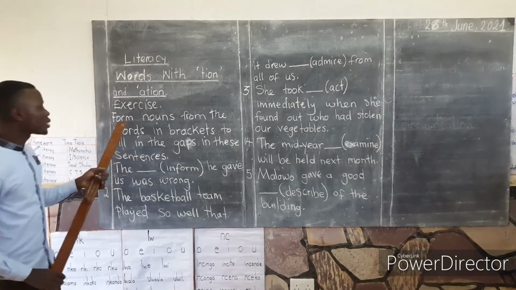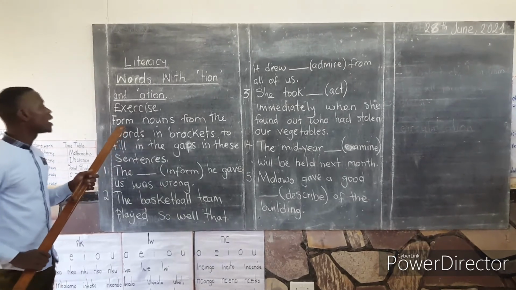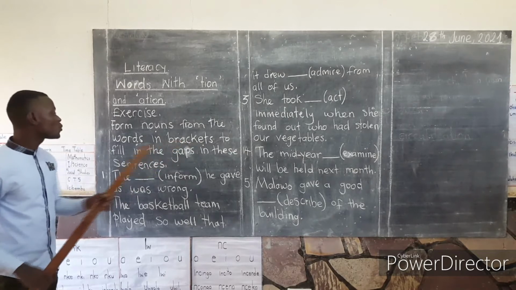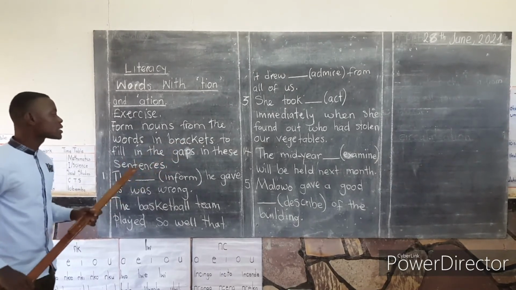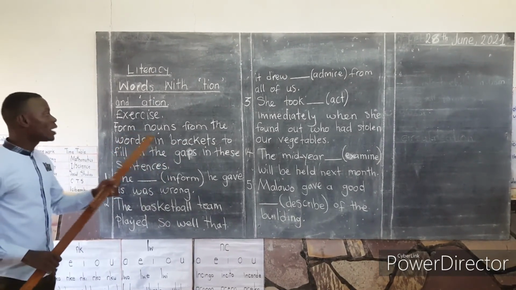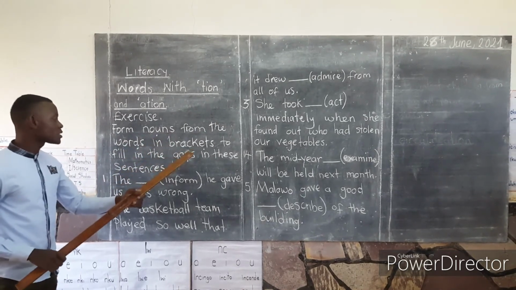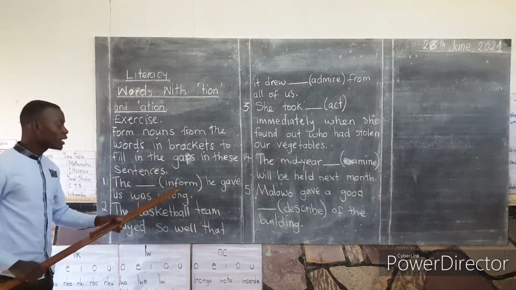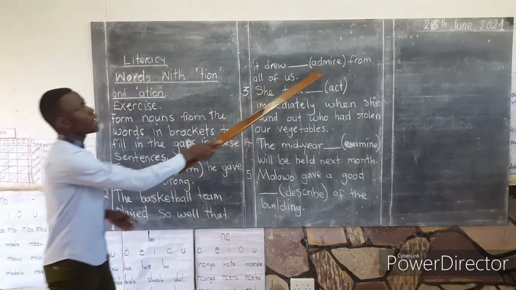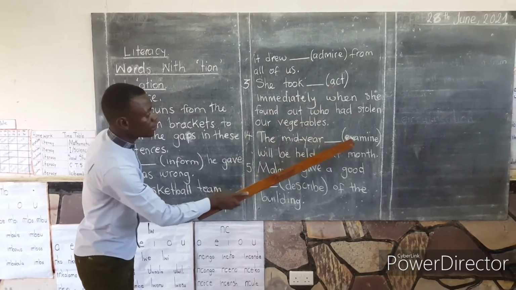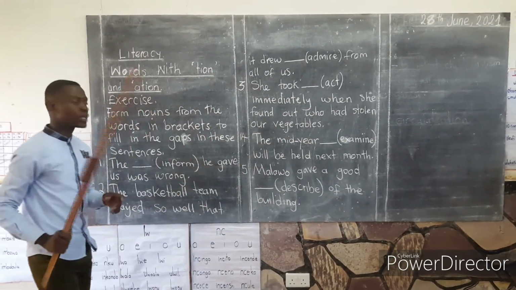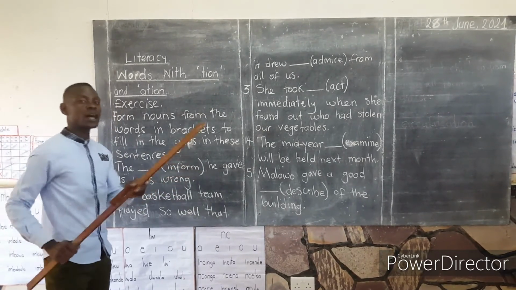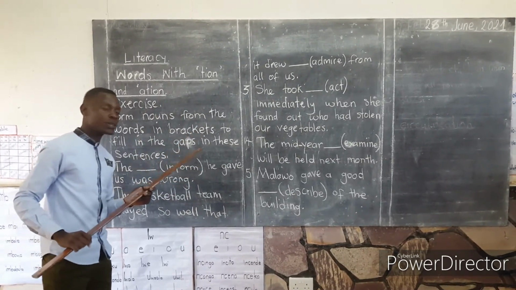We go to the instruction. The instruction says, form nouns from the words in brackets to fill in the gaps in these sentences. So in those brackets, there are verbs. So the instruction is asking you to change these verbs into nouns, the way that we're doing.